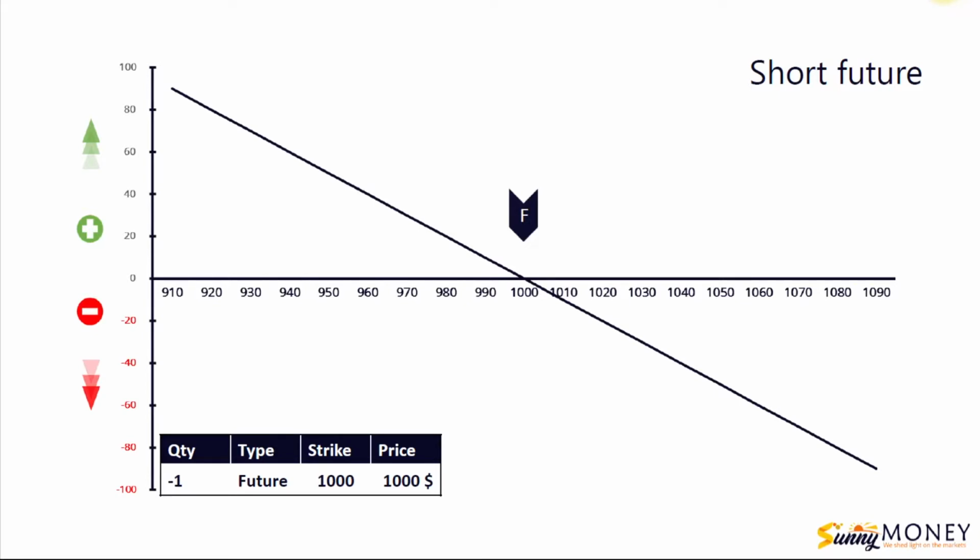Assuming we take a short position at 1,000, if that price decreases, we will start making money, but if it rises, we will start losing money. Our break-even is the short entry price at the moment we open the position, 1,000.